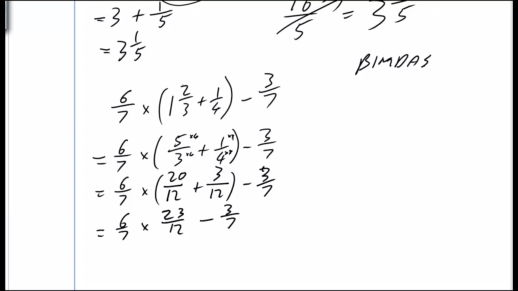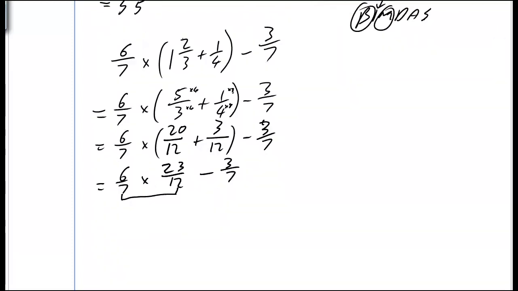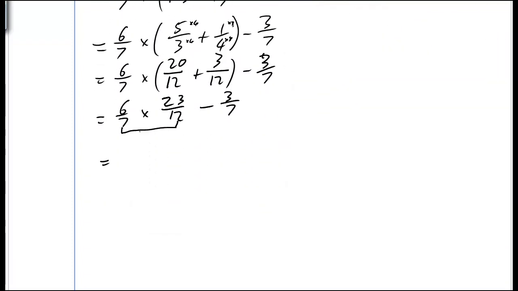Okay, now what we can do, we've done the brackets, there's no indices. Now let's do the multiplication. Here's the multiplication here. Okay, so let's just do that. Is there anything that'll cancel out? Yes. 6 goes into 6 once, 6 goes into 12 twice. So that will be 1 times 23, so 23 over 7 times 2, 14. So it's going to be 23 on 14, take 3 over 7.